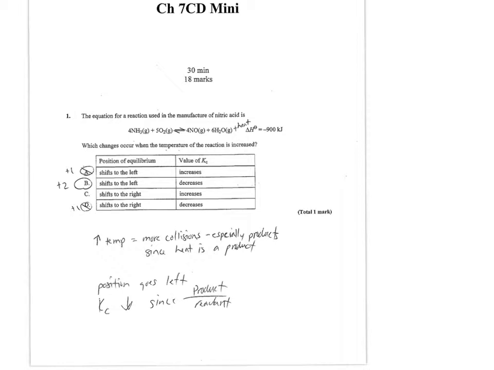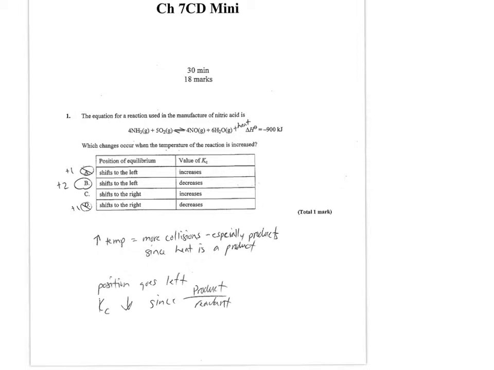So question number 1 says, the equation for a reaction using the manufacture of nitric acid is as follows, and you notice they give delta H as a negative 900 kilojoules. So what you're supposed to be able to infer from that is that heat is really like a product because it's an exothermic reaction. So heat helps the reverse reaction create reactant. But as far as creating product, you're trying to release heat. So increasing heat is not going to help your situation since you're trying to release it. Or if it's easier, think about it being a product.